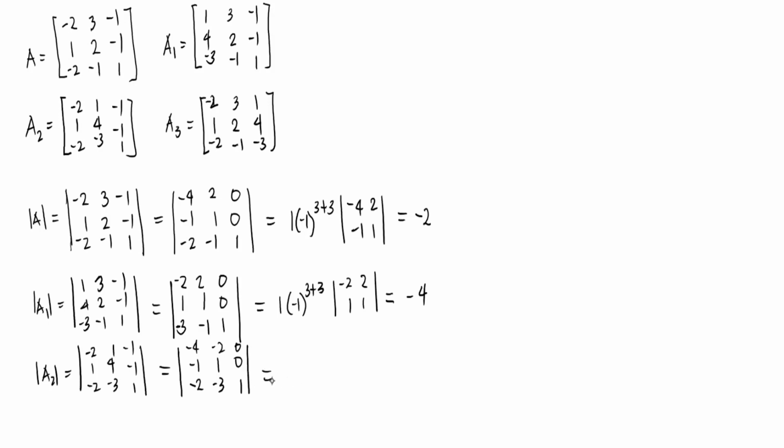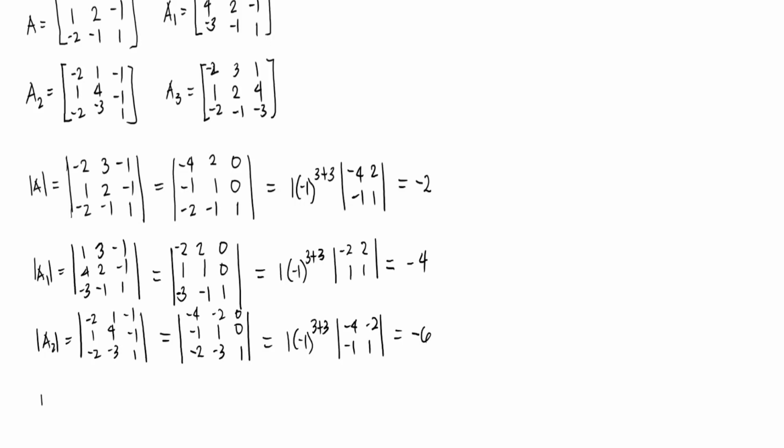That is equal to 1 times negative 1. We expand in the same column, negative 4, negative 2, negative 1, 1. So again, this is positive. So we have here negative 4 minus 2. So that's negative 6. And let us solve now for the determinant of a sub 3.